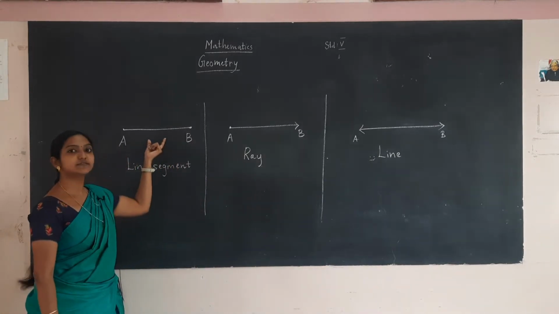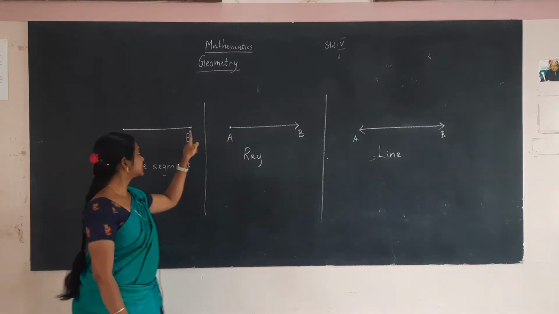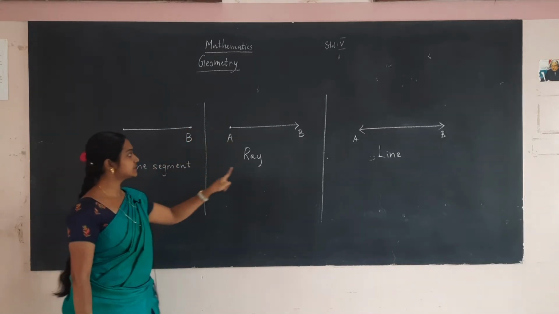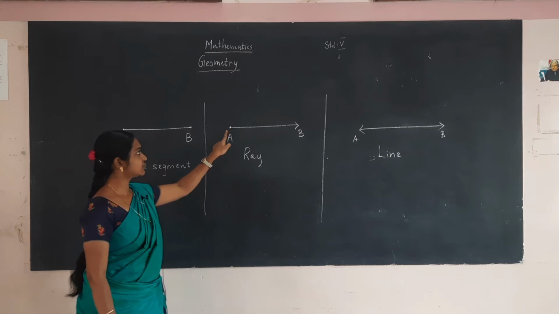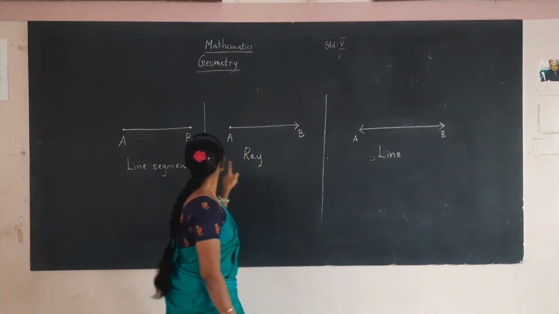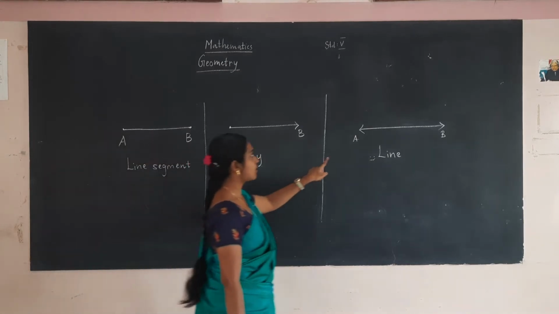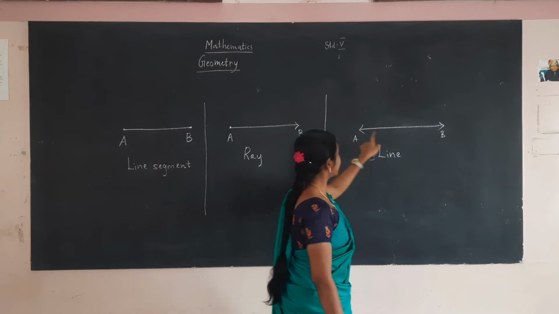Line segment has fixed length. It has a starting point and an ending point. If we extend a point in a line segment, then it is called a ray. That is, we have a starting point but no ending point. It goes on. If we extend both the points in a line segment, then it is called a line. These two can be extended.